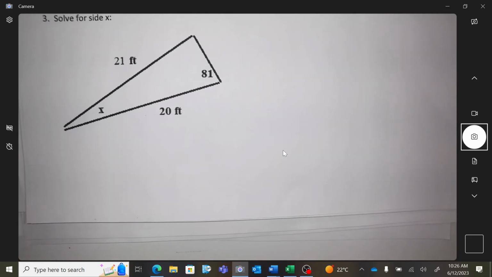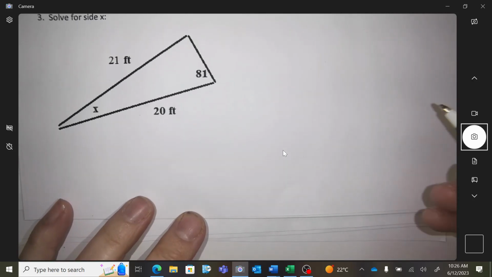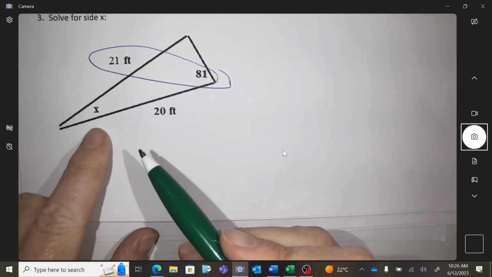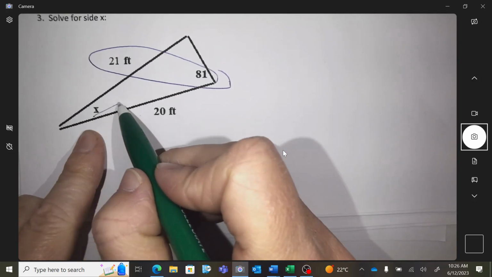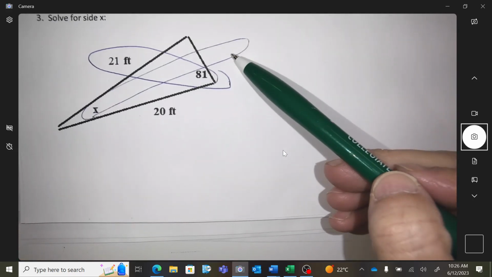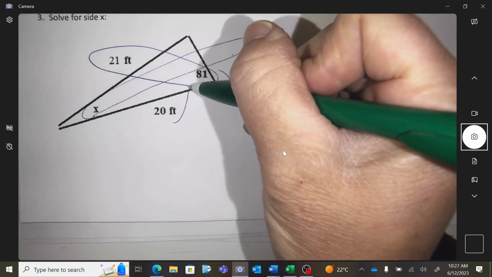Okay, solve for side x. So ask yourself always: pairs, SAS, triple S. Pair, okay, so there's my pair. I have a problem here. I can't pair with x because that would go with that side, and I don't know that side. So that's out. But obviously I have a 20 there, so the 20 is what we've got to go with.